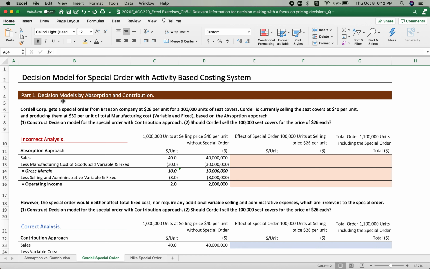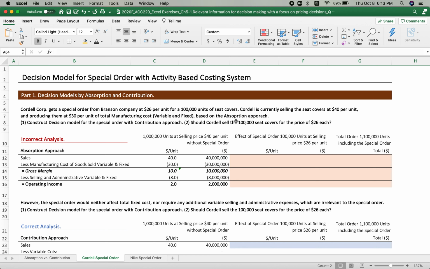Part 1, decision models by absorption and contribution. Kodak Corporation gets a special order from Branson Company at $26 per unit for 100,000 units of seat covers. Kodak is currently selling the seat covers at $40 per unit, but can you accept this $26? They are producing them at $30 per unit of total manufacturing cost, the cost of goods sold, including fixed and variable based on the absorption approach.